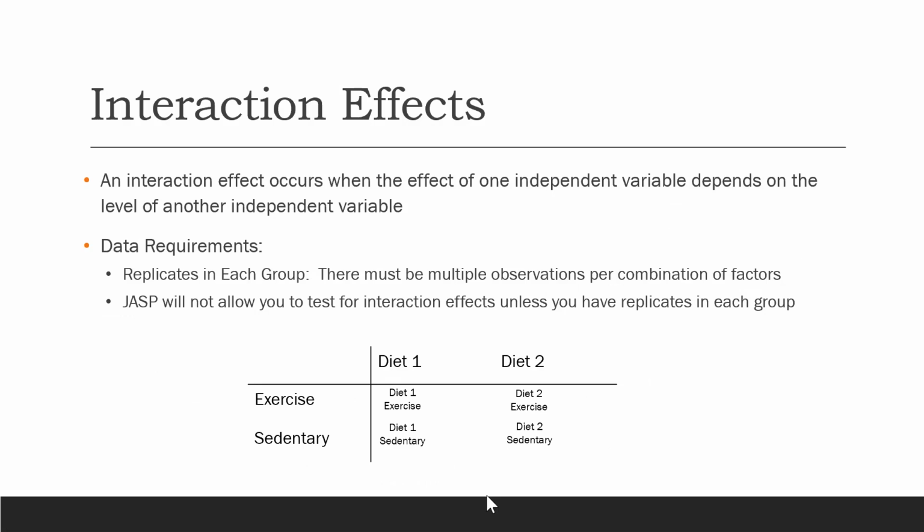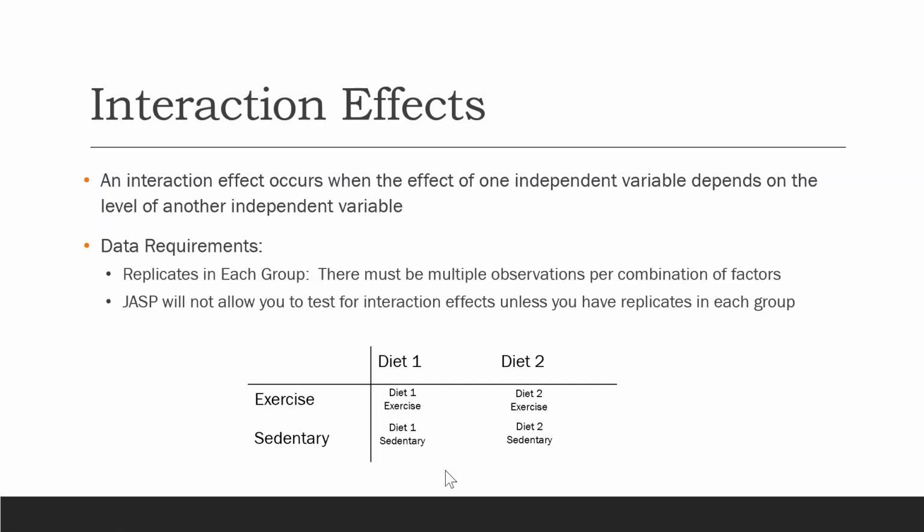When I want to look at the combinations of those two, this is when we have what we call interaction effects. An interaction effect occurs when the effect of one independent variable depends on the value or the level of another independent variable, right? So I may have a significant difference between diet 1 and diet 2, but when I have an interaction, diet 1 may be much more effective under the exercise group compared to the sedentary group, right? That's when we start to see some interaction effects.